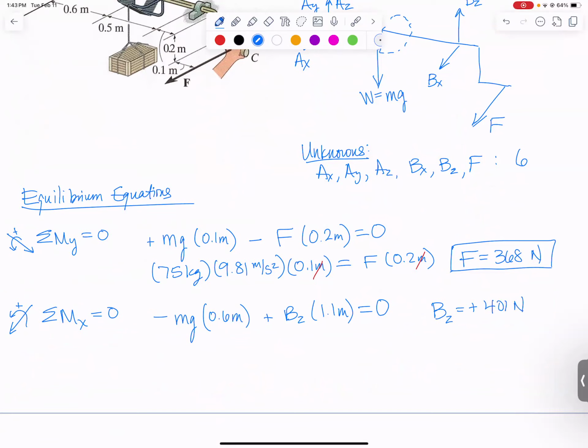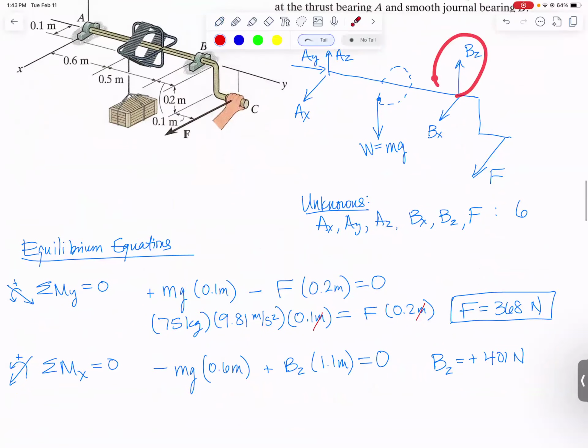The positive means I drew it in the right direction. It doesn't mean up or down. It means that the direction that I drew it on my diagram was correct. So in my case, it does mean up.